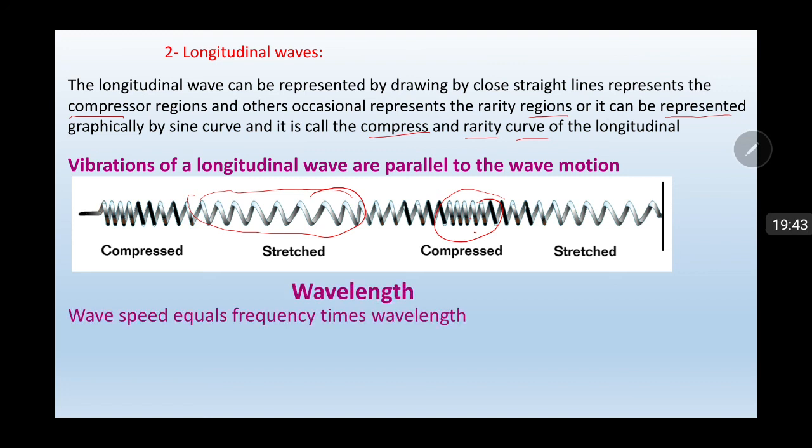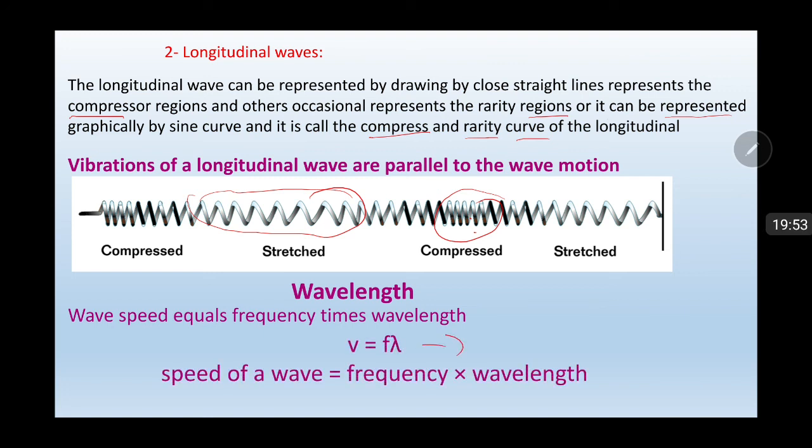Wavelength. Wave speed equals frequency times wavelength. Our equation: speed of the wave equals frequency multiplied by wavelength.